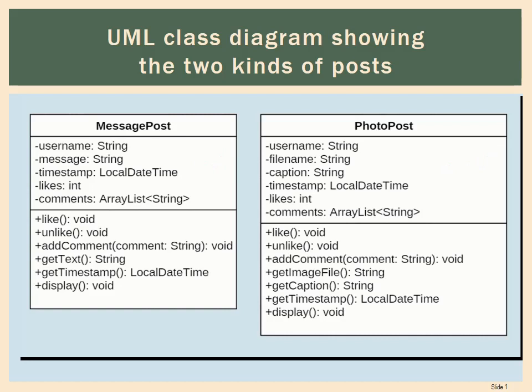A couple other things you might notice. You might notice that every instance variable has a data type. Usernames are strings. Captions are also strings. The likes is an int value. The comments is an ArrayList of strings. So UML class diagrams will show the data types of the instance variables. The other thing that you will see are these hyphens in front of each field. The hyphens indicate that the instance variable is private.